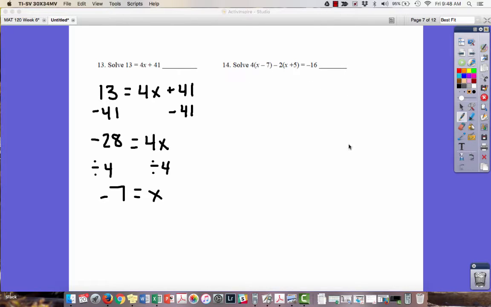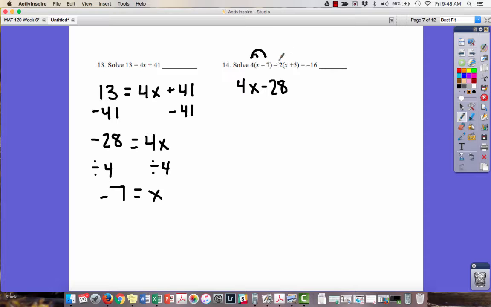With this one, I have those parentheses again. And I always know I want to get rid of the parentheses first. So I'm going to say, let's go ahead and multiply what's on the outside by everything on the inside. So 4 times x, I'm going to write that 4x. 4 times negative 7 is negative 28. Then the same thing for the next one. Negative 2 times x is negative 2x. Negative 2 times positive 5 is negative 10. And then I copy that equals negative 16.